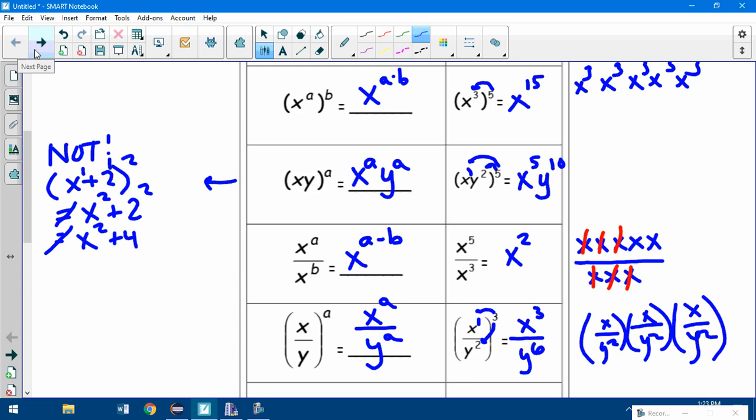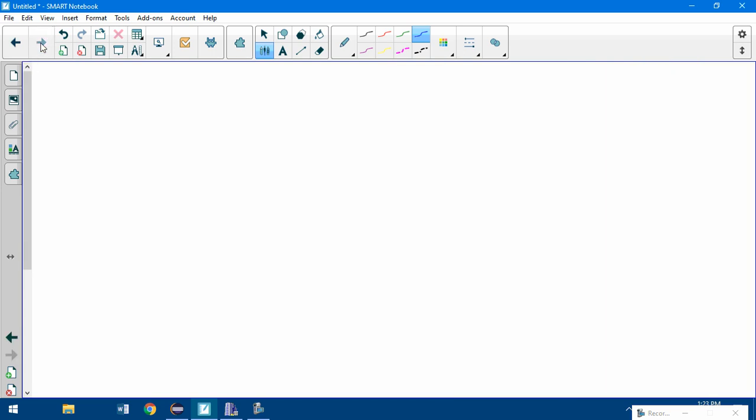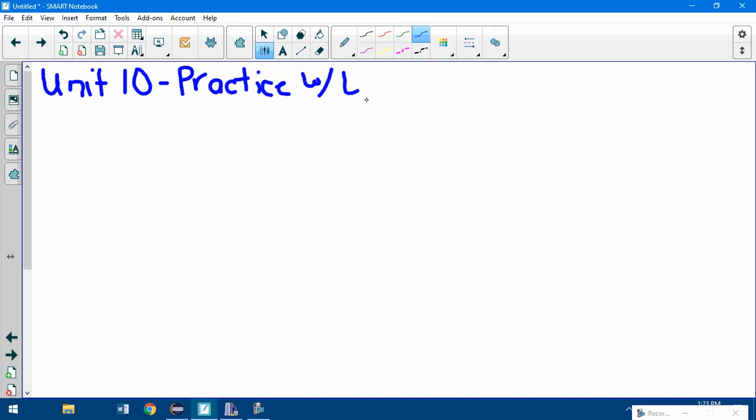Okay, so if you can switch over to a piece of your own paper, I'm going to get a blank slate here. If you can get a piece of paper out as well, that would be wonderful. If you need a moment, pause the video. But when you've got your paper, you can label this the start of Unit 10. And Unit 10 is practice with exponent rules.